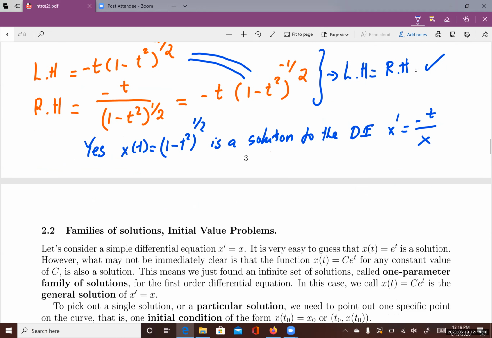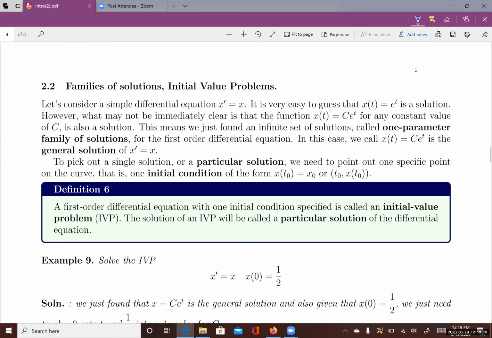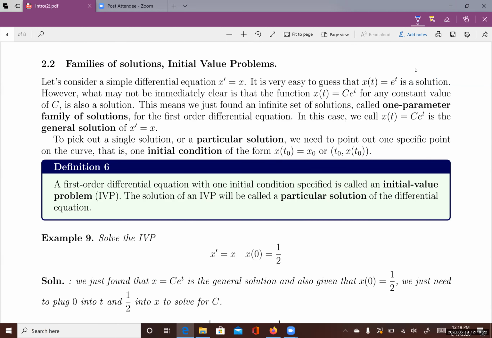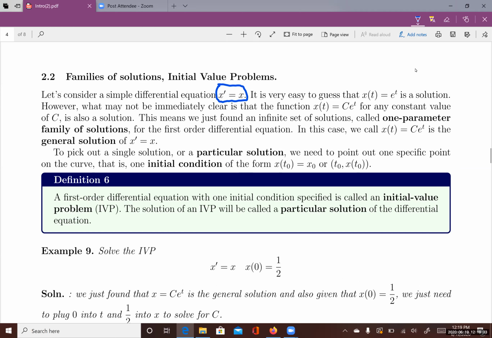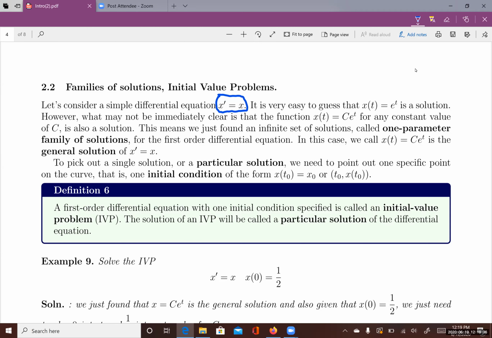All right, now we can talk about families of solutions and initial value problems. Well, let's consider a very simple differential equation, x prime equals x. It is very easy to guess that one solution to this equation is e to the t, right? Because if x of t equals e to the t, then x prime of t equals e to the t. So that means x prime equals x of t.